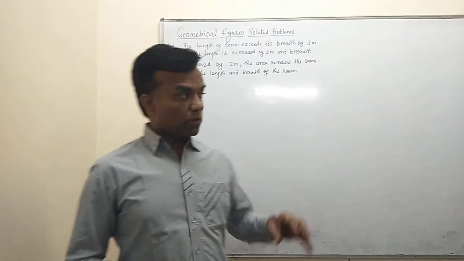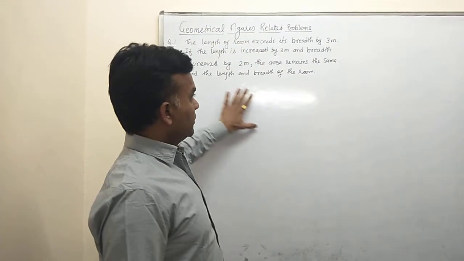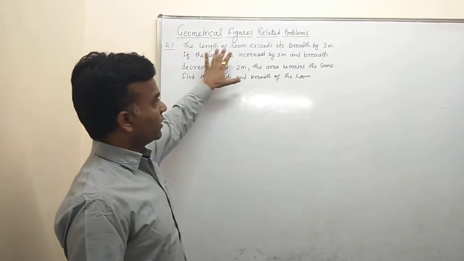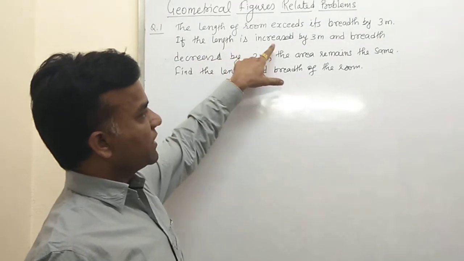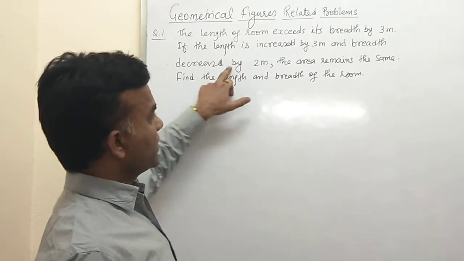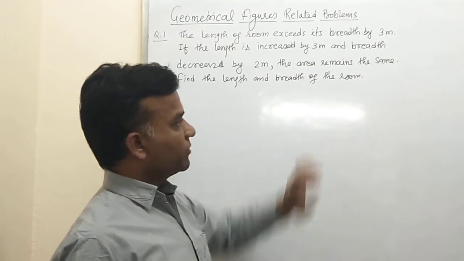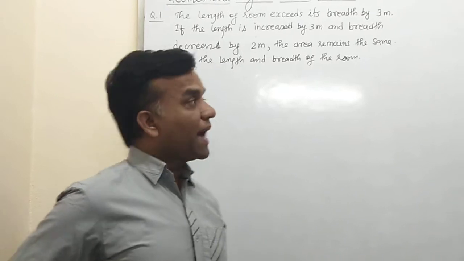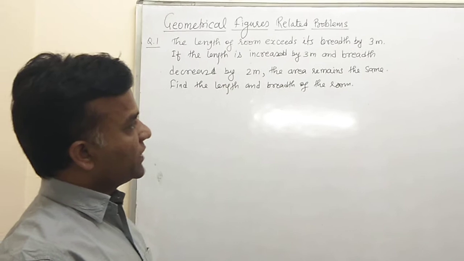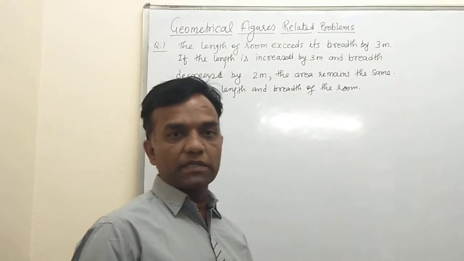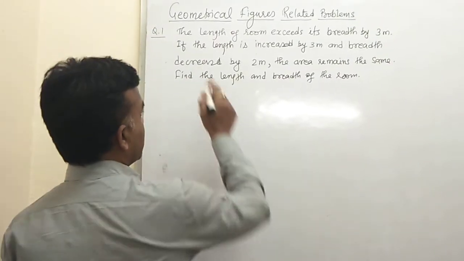Now the fifth category is related to problems on geometrical figures. The question is: the length of a room exceeds its breadth by 3 meter, and if the length is increased by 3 meter and breadth decreased by 2 meter, the area remains the same. Find the length and breadth of the room. First you read it out, and then first you bifurcate the conditions, because you frame two linear equations. So first you underline which part is given. I think the first statement is completed.